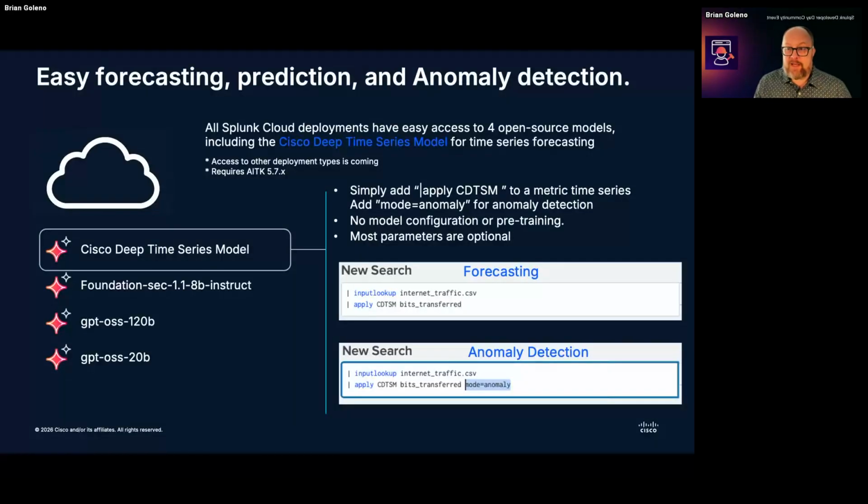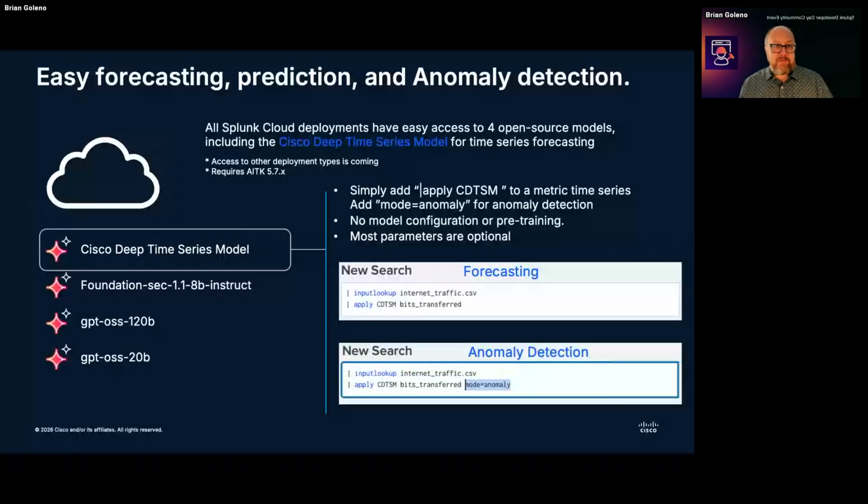If you are an on-premises Splunk customer, you can also take advantage of this. We want to make sure this is available to all of our Splunk users. So we'll talk about how you can download the model, install it on one of your servers, any server, right? It doesn't have to be a Splunk server. And then you can just point your AITK conf file over to it, right?